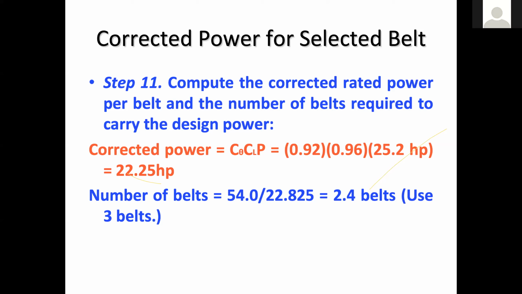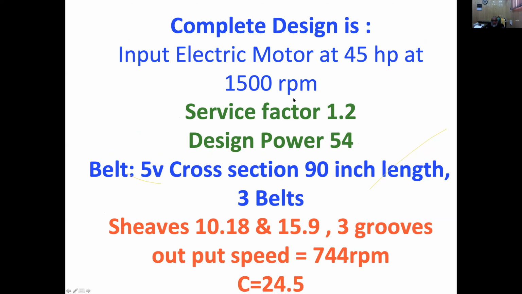54. So if you divide 54 by 22.25, you get 2.4 belts. So you will use 3 belts for this power transmission. Clear? Okay, now go further. Now this is your complete design. So your complete design is: input electric motor at 45 horsepower at 1500 RPM. Service factor you have applied 1.2. Design power is 54. Belt is 5V cross section, 90 inches length, 3 belts.